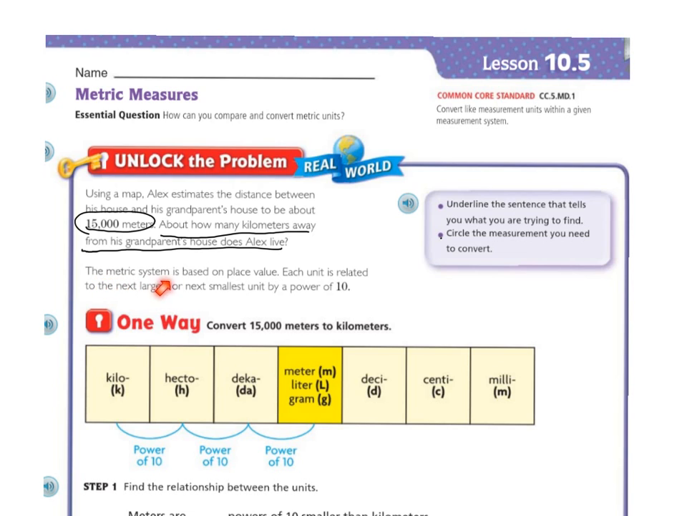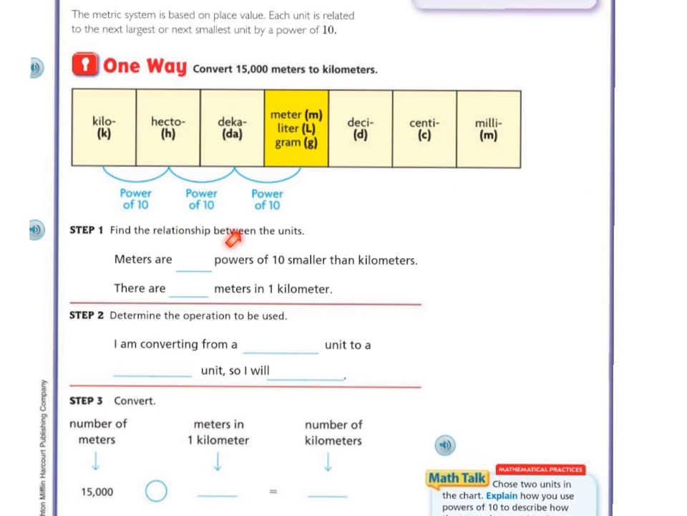So the metric system is based on place value, and each unit is related to the next largest or smallest unit by a power of 10. So this is a chart that you're going to want to keep really handy. If I have meters, we go decimeters, centimeters, millimeters, and then deca, hecto, and kilo. So we get smaller and we get bigger. If I'm trying to find the relationship between units, here's my meters, and if I'm going this way, I'm increasing by the power of 10. So I'm going from meters to kilometers.